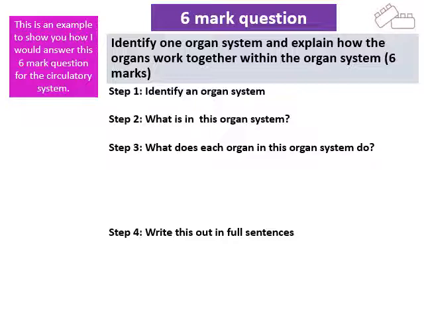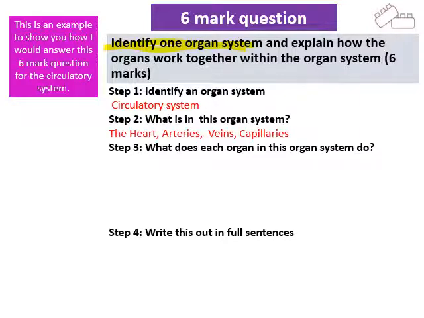So first thing I need to do is to identify an organ system, because in the question it says, I'm going to try and highlight this as I go along, identify one organ system. So that's a pretty good place to start, isn't it? So I've identified my organ system as the one we've been talking about all through this, the circulatory system. So no problems there. Step 2, what is in this organ system?